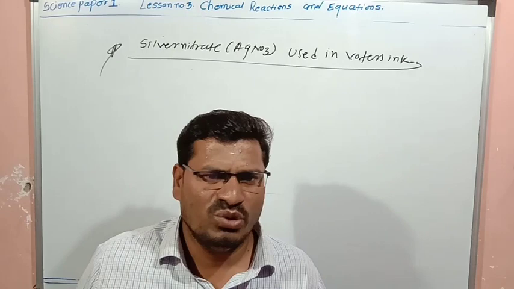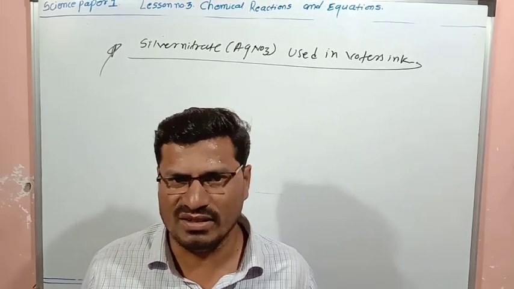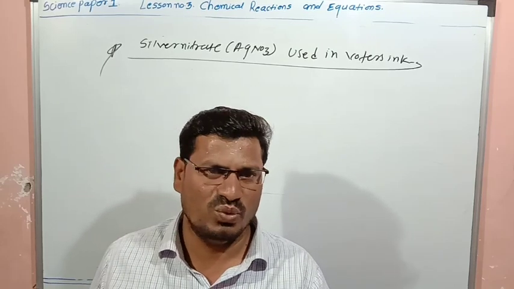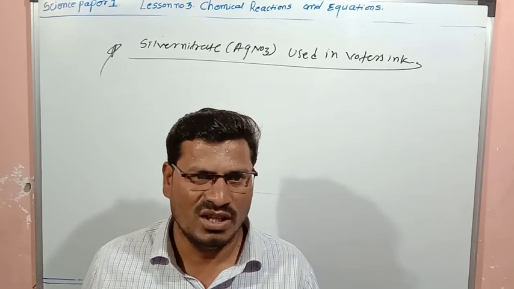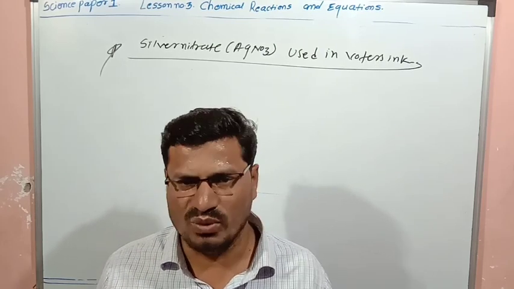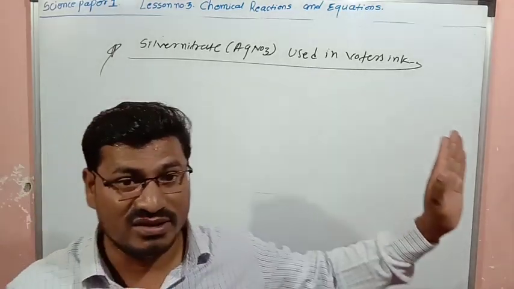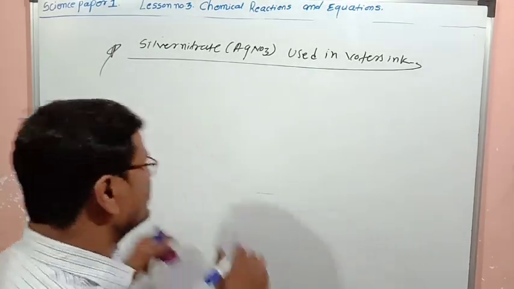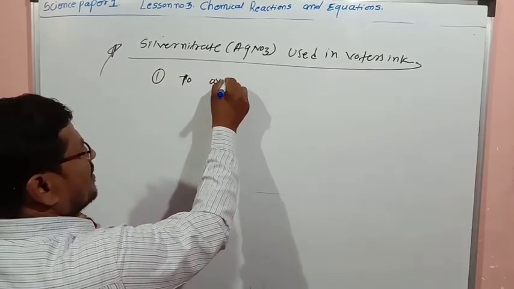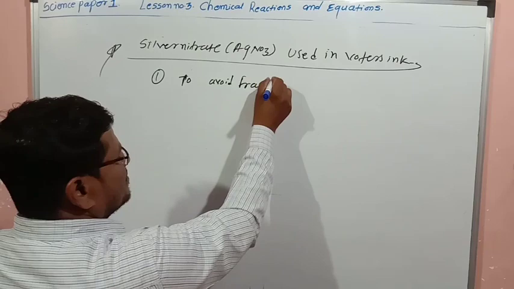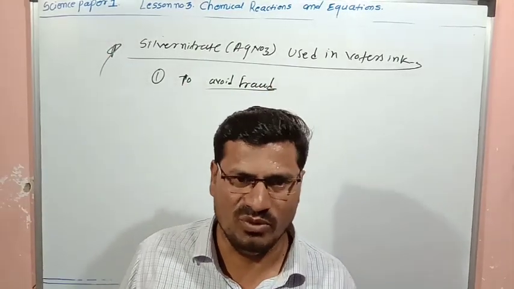We know that Indian citizens above the age of 18 years have the right to vote. To avoid frauds, one person should do voting at one time only. To avoid the frauds, silver nitrate is used in the voter ink. The first thing is the purpose: to avoid fraud, so that one person votes only once.